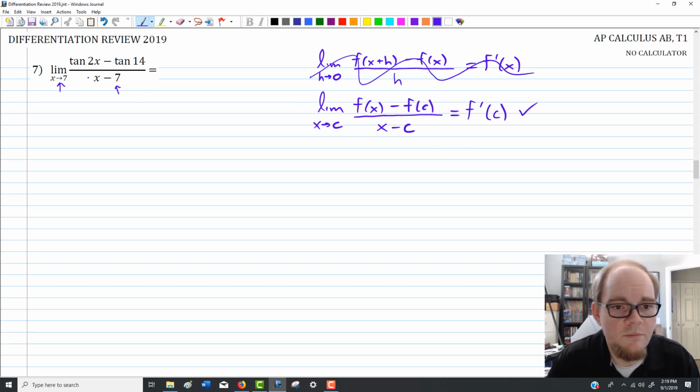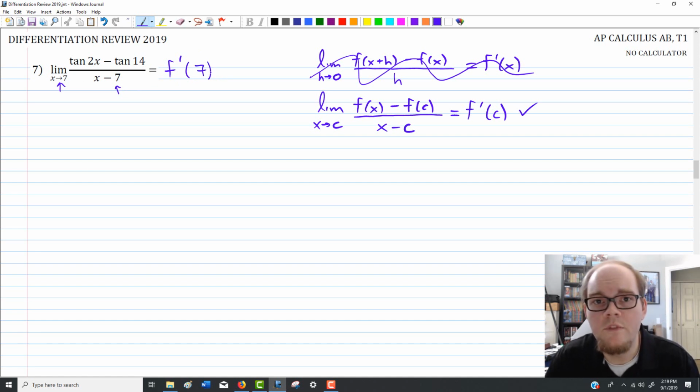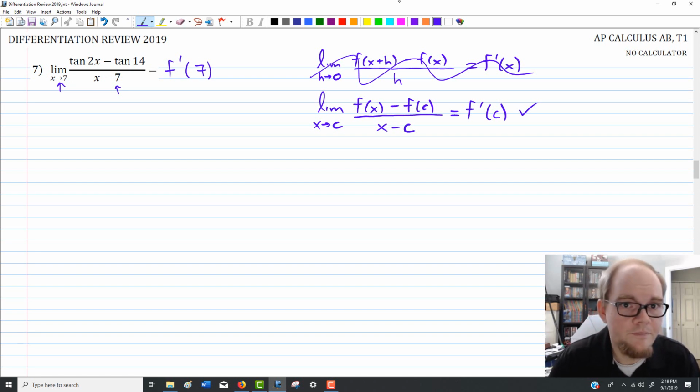So this expression is equal to some function's derivative f prime. In fact, we could say that it's equal to f prime of a particular x value, and I think you can see what c's value would be for this limit. It's going to be 7. So we're looking to find the value of f prime of 7 for some function f.